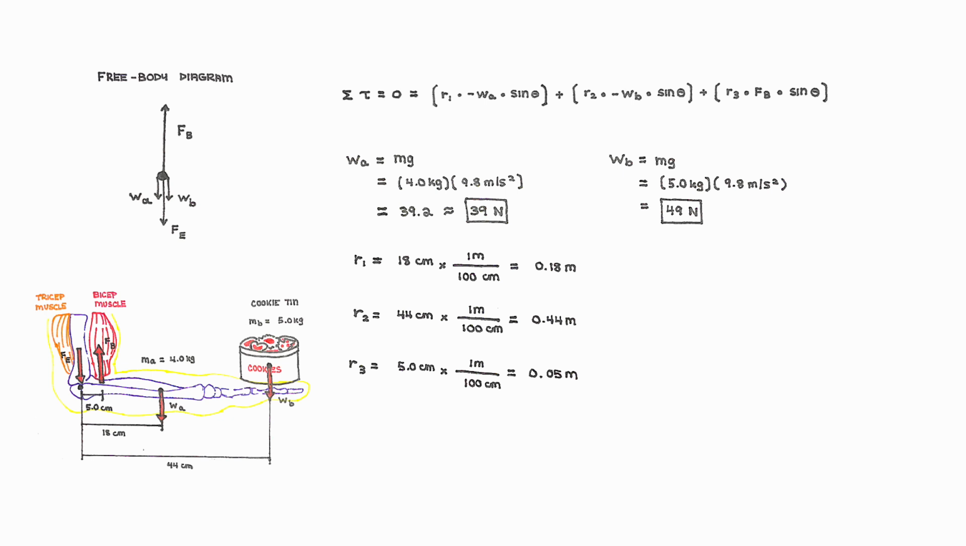Lastly, for theta, since the picture depicts the arm being at a right angle more or less, our theta in this problem will be 90 degrees. So now that we have all our variables, we can then plug these values into our equation to look like this.